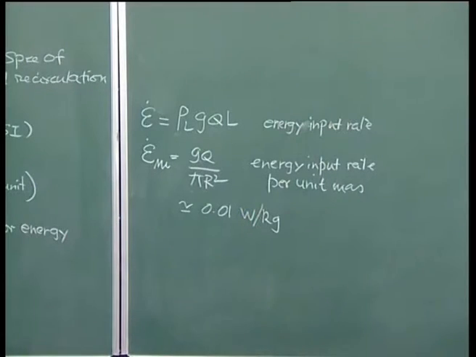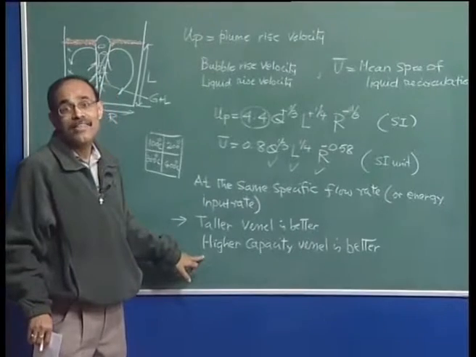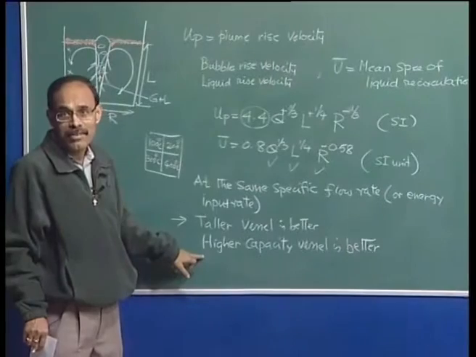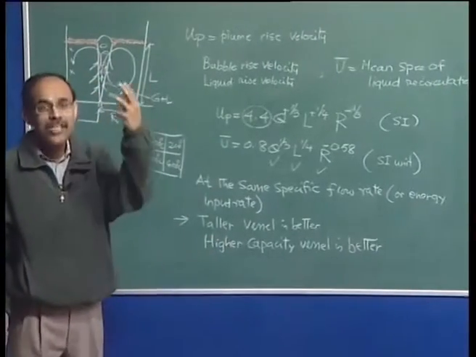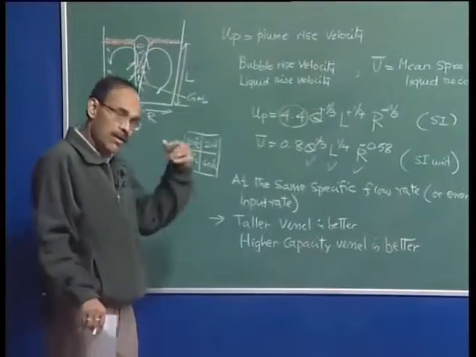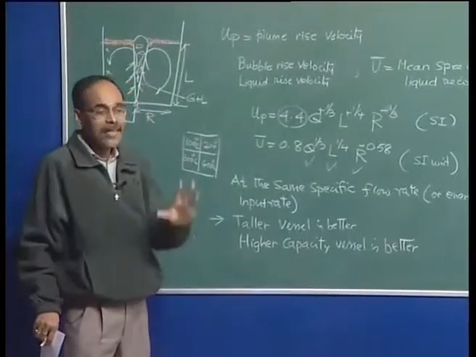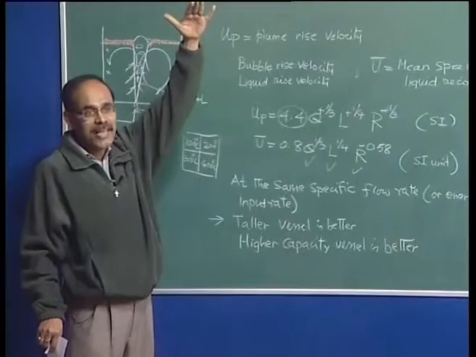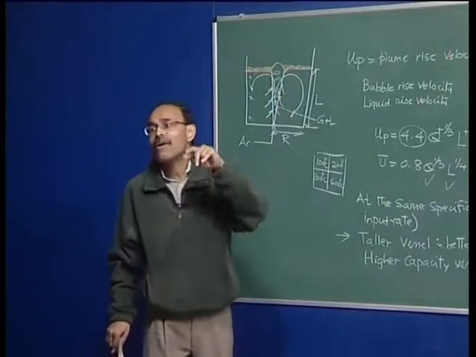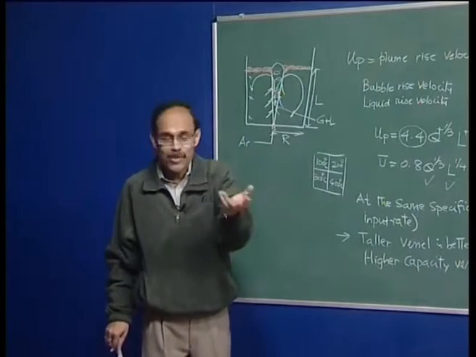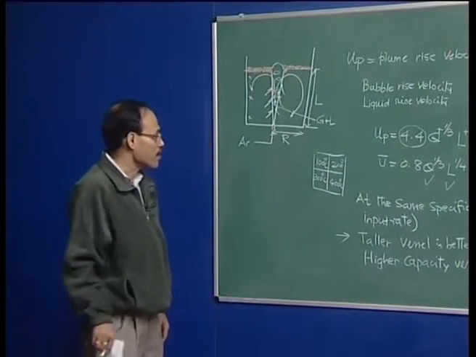So, I can say that a 500 ton ladle is going to be far more effective than a 200 ton ladle, for example, at the same specific gas flow rate. Also, I can say that a vessel which is 2.5 meter depth is going to be more effective than a vessel which is only 1.5 meter depth at the same value of specific potential energy input rate.